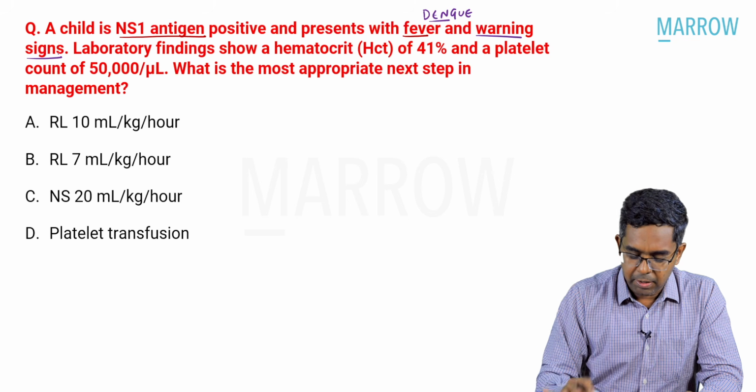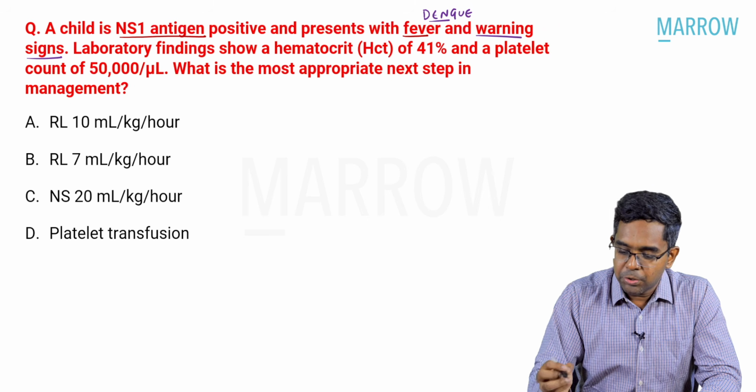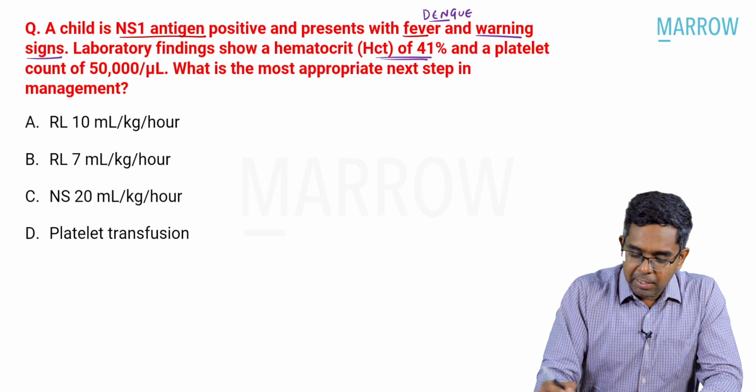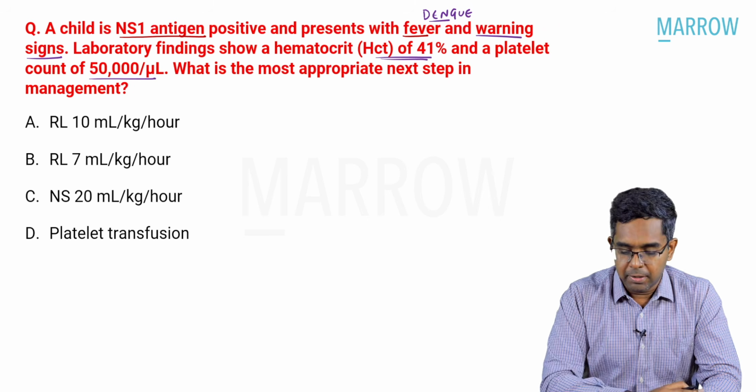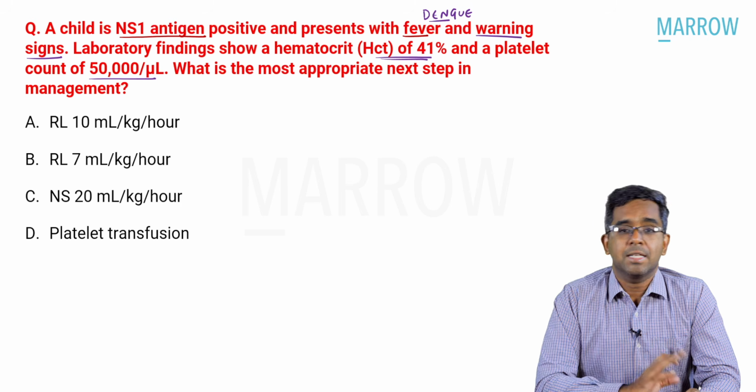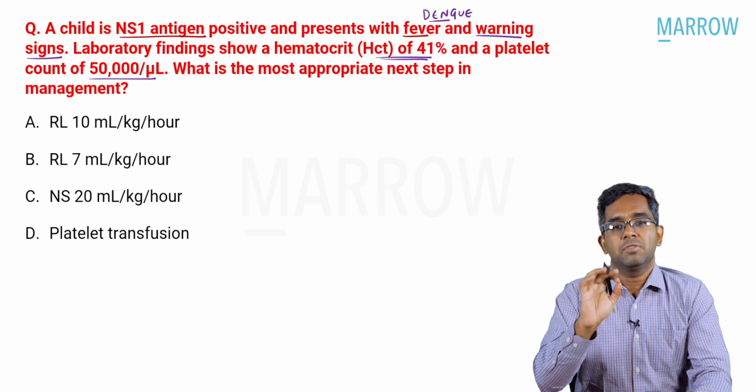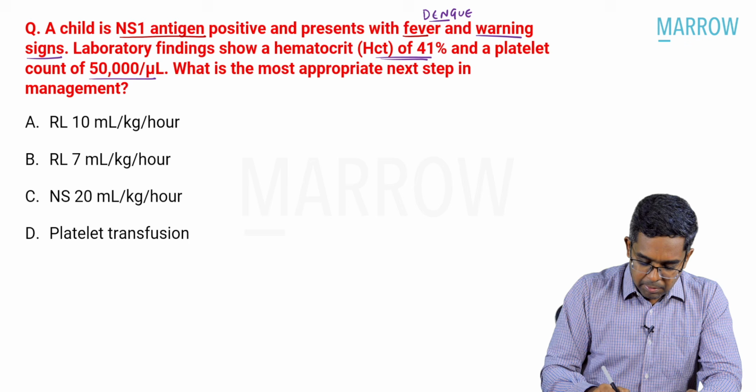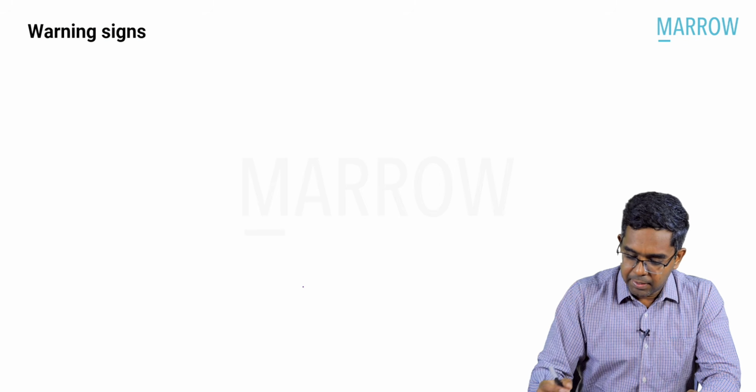I'll elaborate more on that. Then lab findings show hematocrit of 41% and platelet count of 50,000 per microliter. What is the most appropriate next step in the management? Okay, first of all, let me quickly tell you about the warning signs in dengue fever.